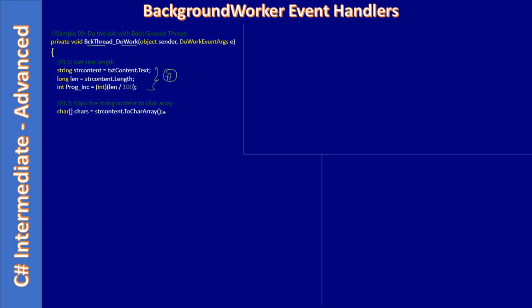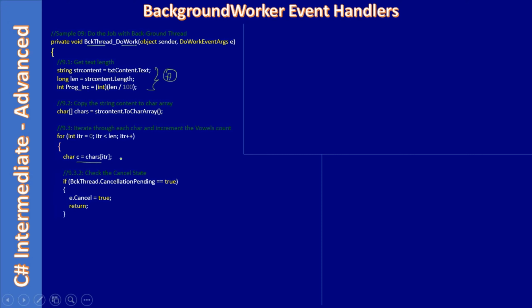Then we are getting the length here. Then we are converting the string content to a character array. Then we are iterating it, the same piece of code. Now this is the first change you are seeing. bckThread.CancellationPending equal to true; e.Cancel is a DoWork event argument. Here we are saying e.Cancel equal to true and returning from the function.